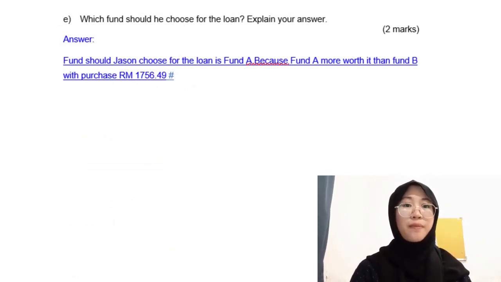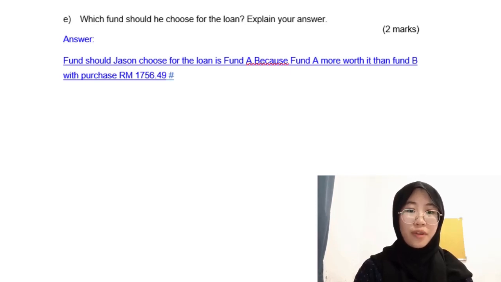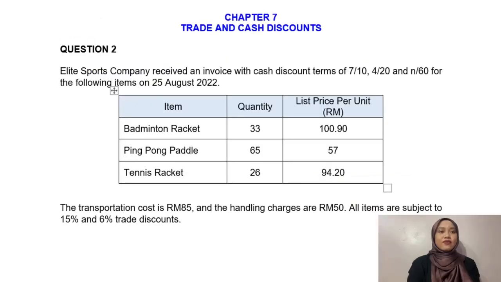For question E, which fund should he choose for the loan? Explain your answer. The answer is the fund Jason should choose for the loan is Fund A, because Fund A is more worth it than Fund B, which purchase RM1756.49.